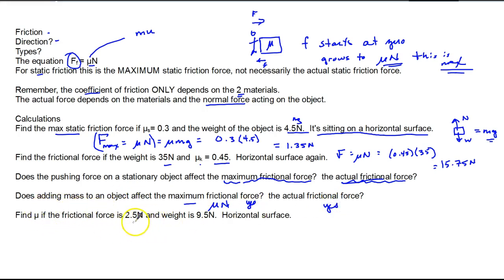Find the coefficient of friction if the frictional force is 2.5 newtons and the normal force, on the horizontal surface, the normal force is equal to the weight, is 9.5 newtons. So if F equals mu n, that means mu is equal to F over n, which is equal to 2.5 divided by 9.5. 2.5 divided by 9.5 equals 0.26. And there aren't any units because this is newtons divided by newtons and the units cancel.